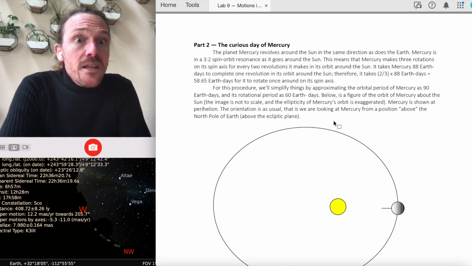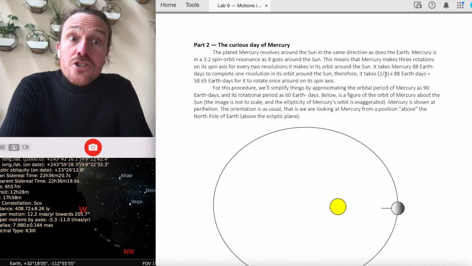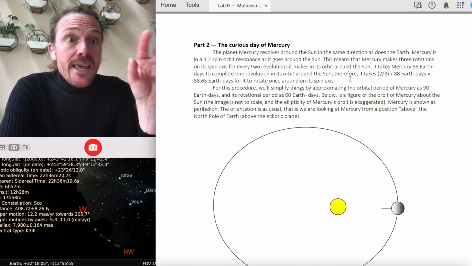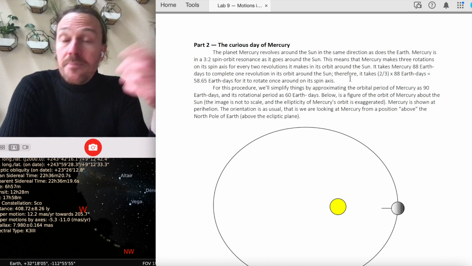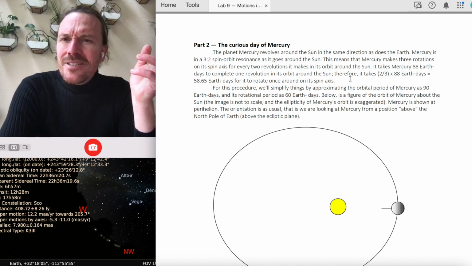Okay, and let's see. So therefore, it takes 2/3 of 88 Earth days, which is 58.65 Earth days, for it to rotate once around its own spin axis. So a Mercury day is 58.65 Earth days. That's a Mercury day. Okay. Now, is that a sidereal day or a solar day?